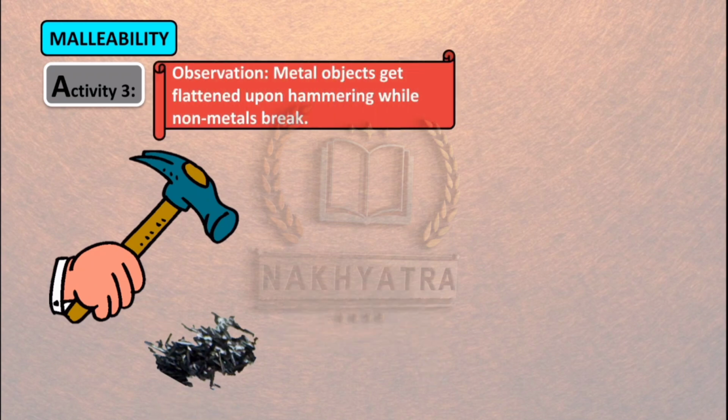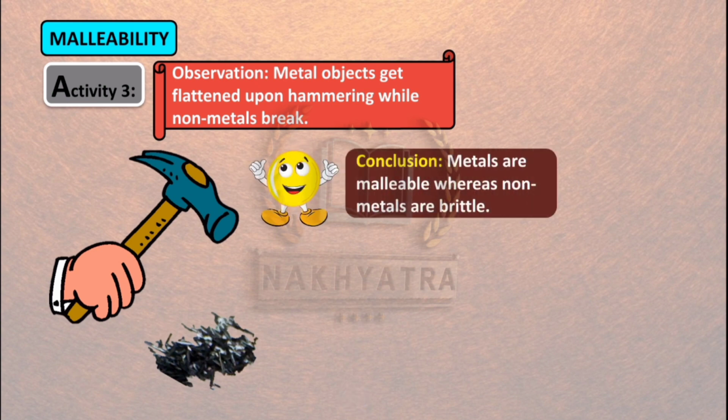From this activity we observe that metal objects get flattened upon hammering, while non-metals do not get flattened but break. So we can conclude that metals are malleable, whereas non-metals are brittle.